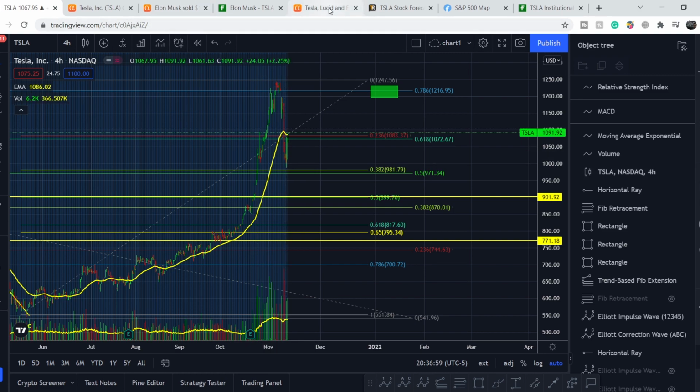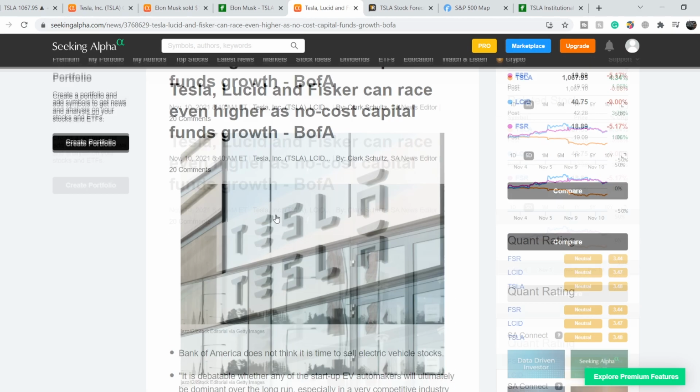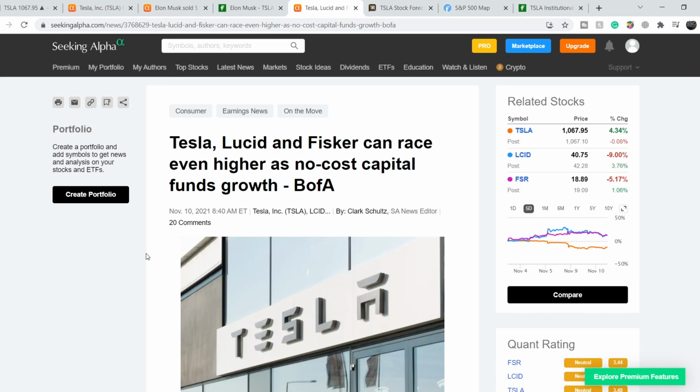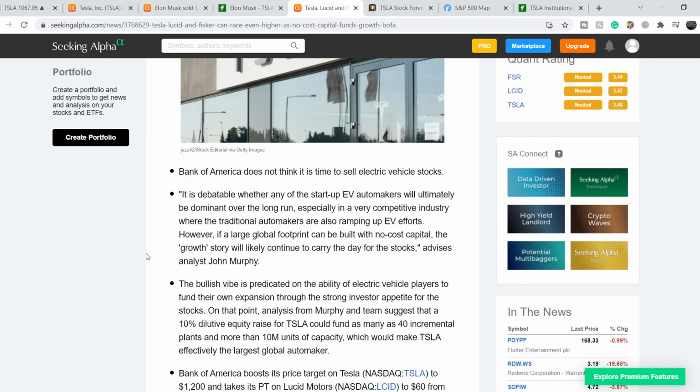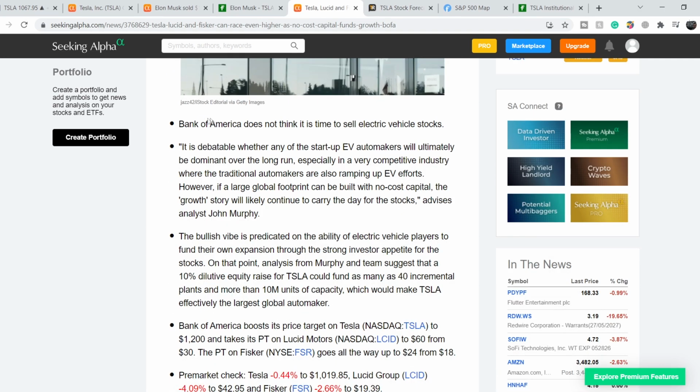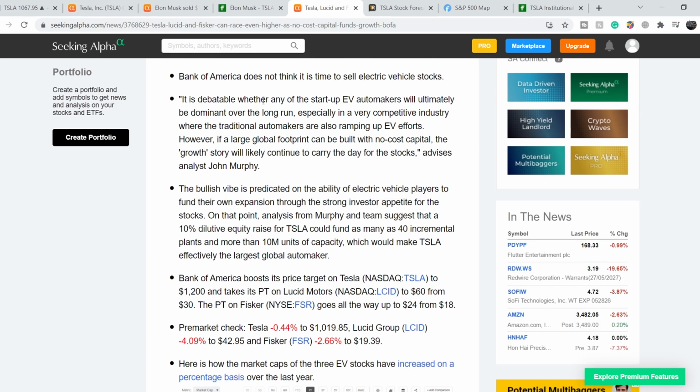Let me show you one more piece of news. We are on Seeking Alpha as well, and this article was published on November the 10th, and it's titled "Tesla, Lucid and Fisker can raise even higher as no-cost capital funds growth," Bank of America said. Let me quote you these bullets. Bank of America does not think it is time to sell electric vehicle stocks. It's debatable whether any of the startup EV automakers will ultimately be dominant over the long run, especially in a very competitive industry where the traditional automakers are also ramping up EV efforts.